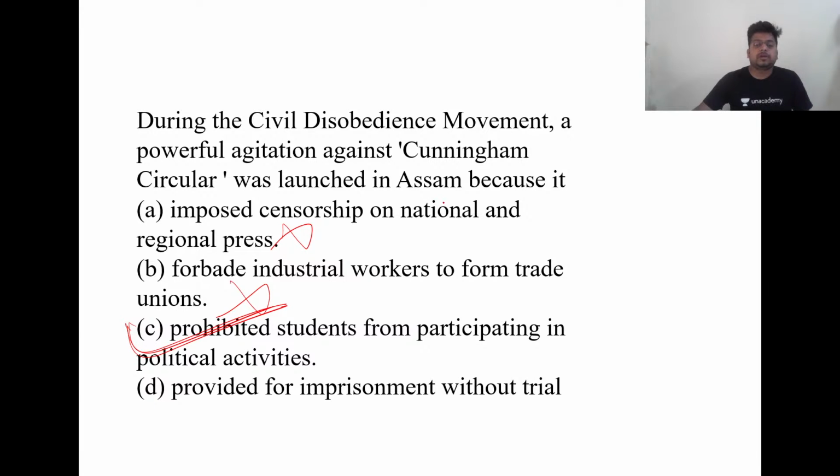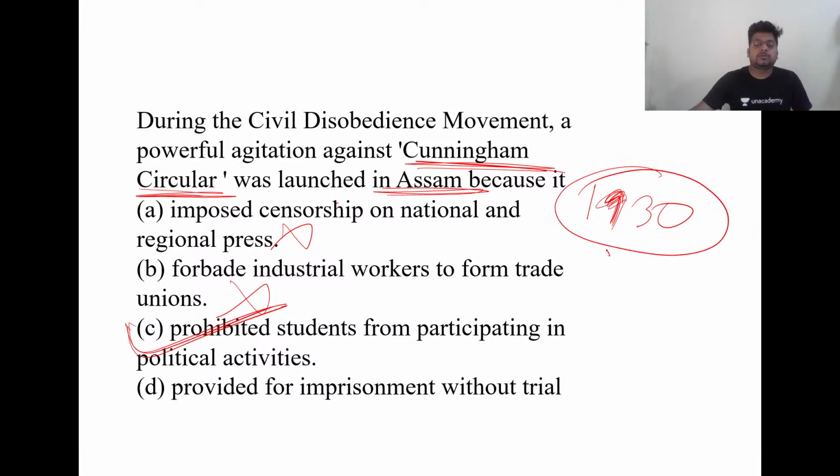The circular in Assam was basically launched to prevent students from taking part in political activities in the civil disobedience movement. It started in 1930. Guardians were to be punished, with an assurance of good behavior. They released a circular for students not to participate in political activities. Remember: the circular in Assam prohibited students, 1930, during the civil disobedience movement.